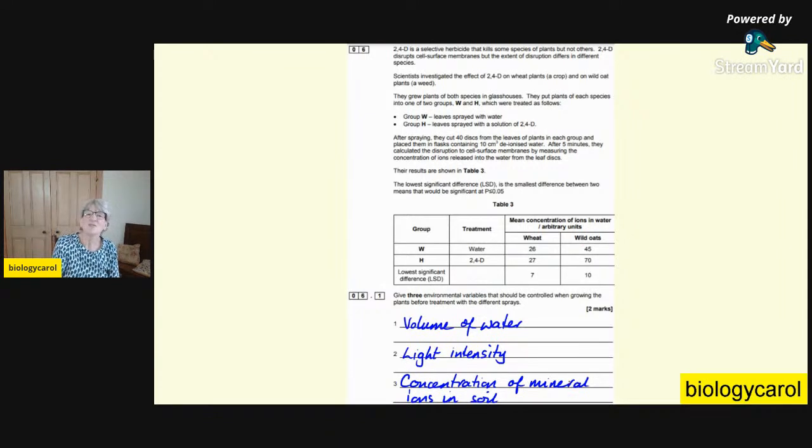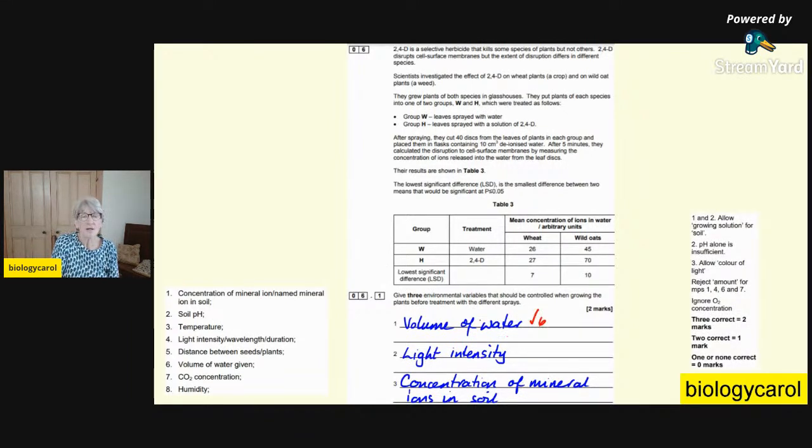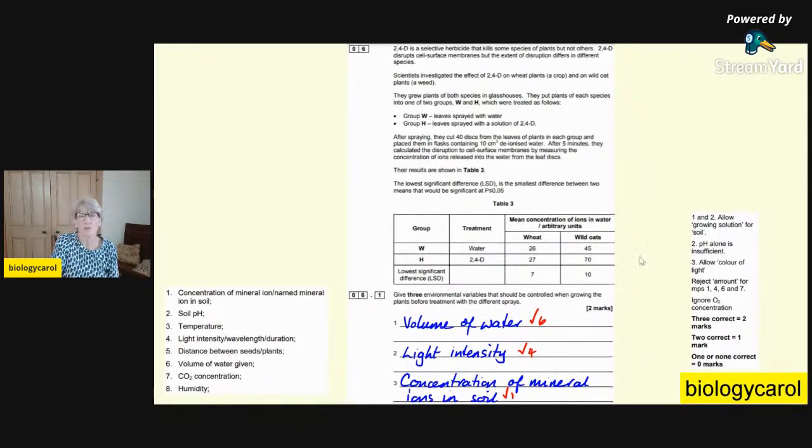So here am I just speaking through my thought process as I am writing these questions. And here is the mark scheme. They clearly thought that concentration of mineral ions was the most obvious. No, can I just say that isn't how they do mark schemes, but I'm just giggling at this one being the most difficult one. So volume of water, light intensity, and concentration of mineral ions in the soil. Those are the ones that just seemed the most obvious to me. You may well have thought of other ones.